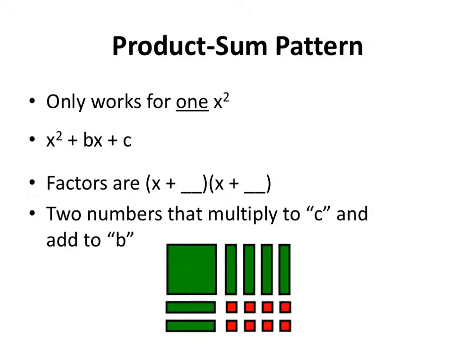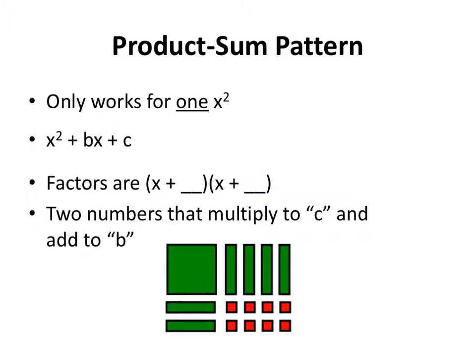In this video lesson, we're going to review the product and sum pattern, or product and sum rule, that helps us quickly expand and factor. Keep in mind that the product and sum pattern only works when we have one x squared. So we say that this fits x squared plus bx plus c. In this case, our factors will be x and a number multiplied by x and a number.